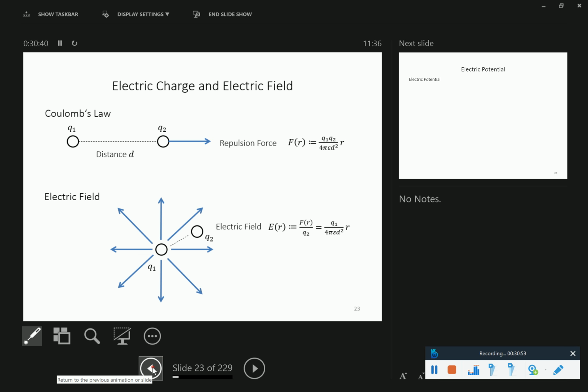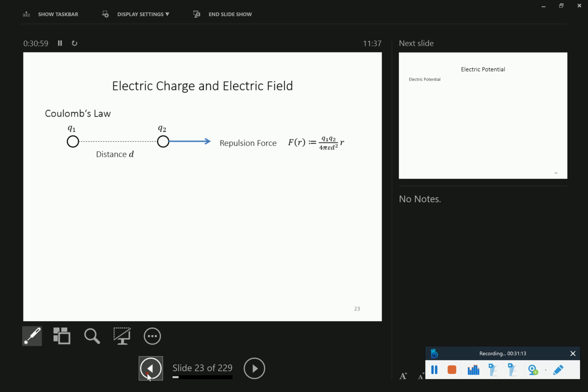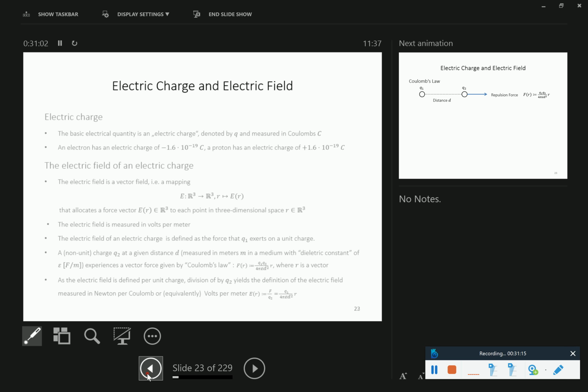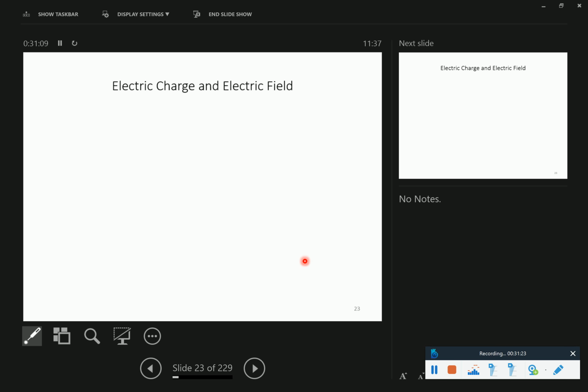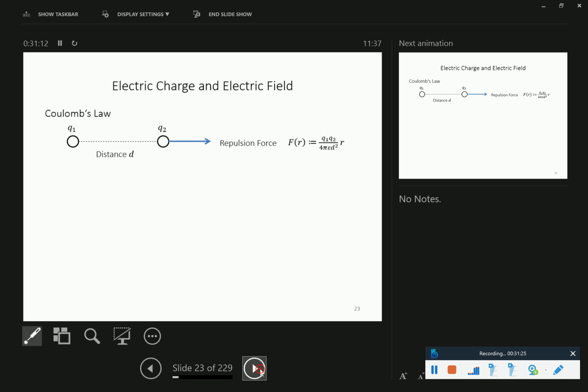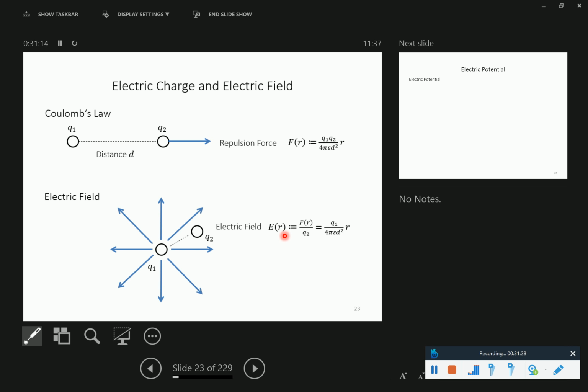Now, with the force, you should always think of it as a three-dimensional entity that says in which direction. This force is normalized by the value of the second charge. So this is what is meant by a unit test charge: it's the force exerted on a unit charge. This is why it's divided by the second charge. That is the electrical field.